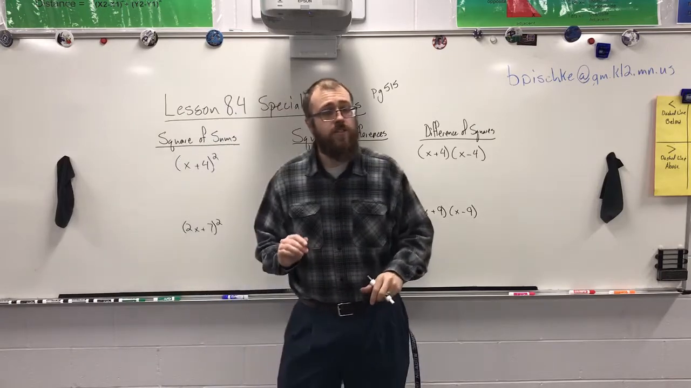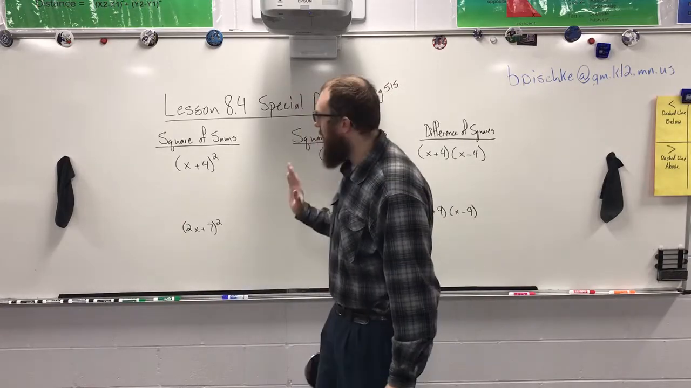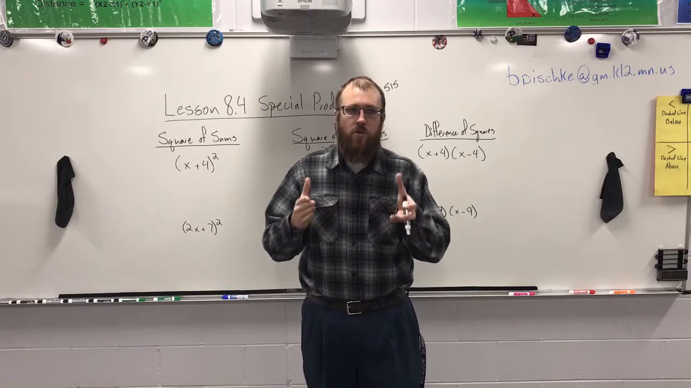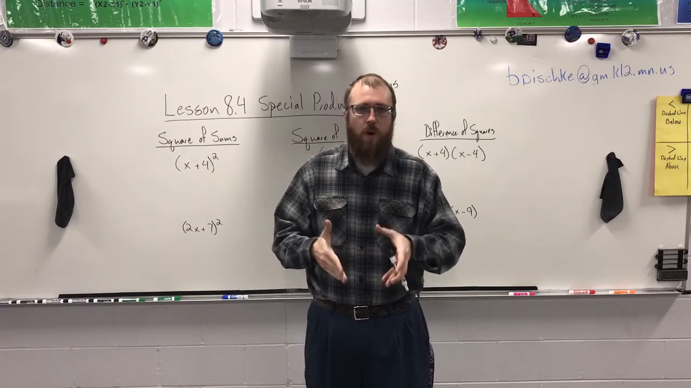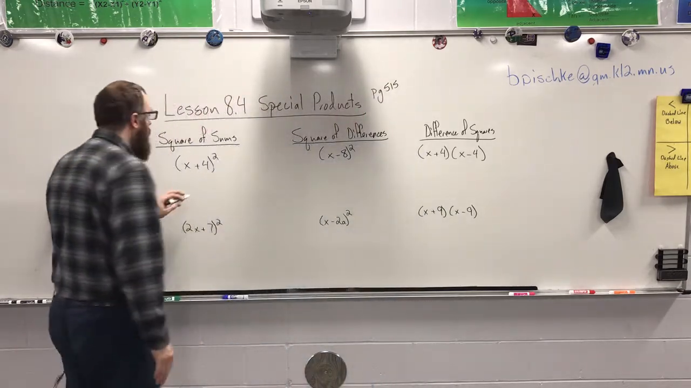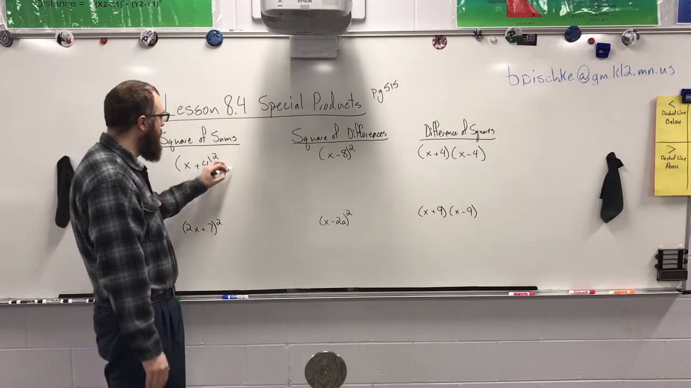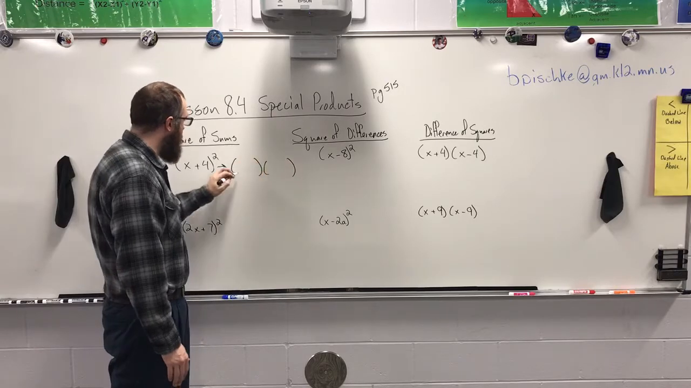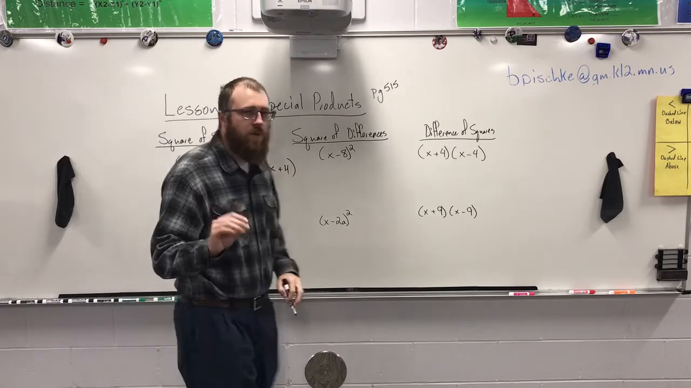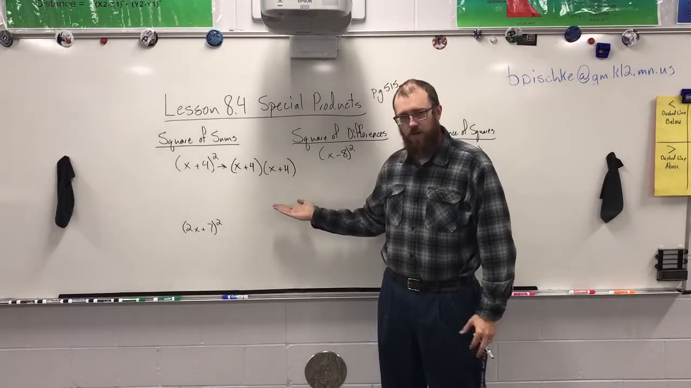You also cannot just square both parts of the binomial and say, well, I'm done. The answer is not x squared plus 16. It does not work that way. You have to go through the FOIL process here so that you have the correct answers when you're done. The way we're going to work a problem like this is to write it twice with a multiply in between, because that's essentially what it is. X plus 4 squared is x plus 4 times x plus 4.